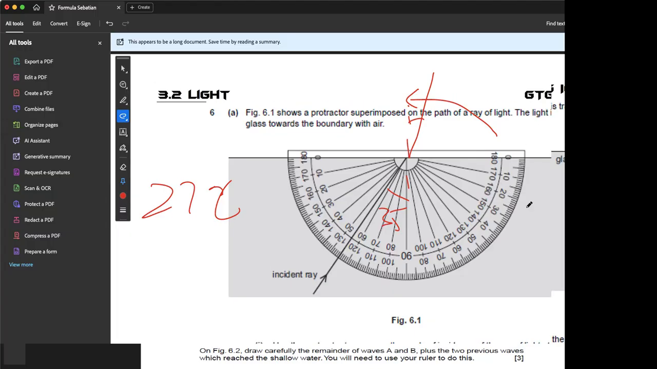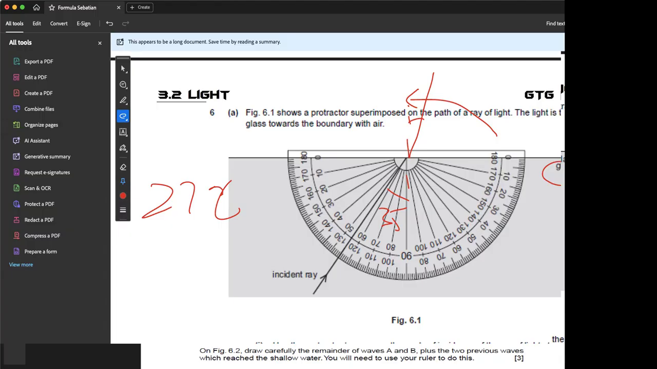By right, when you go from more dense to less dense, it should bend where? It should bend away from the normal, right? So if anything, whatever angle that you find should be at least above how many degrees? 25. It should be more than 35 degrees, right? For it to make sense. Do you understand what I'm talking about?